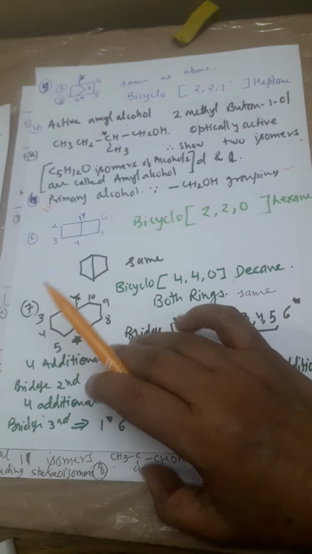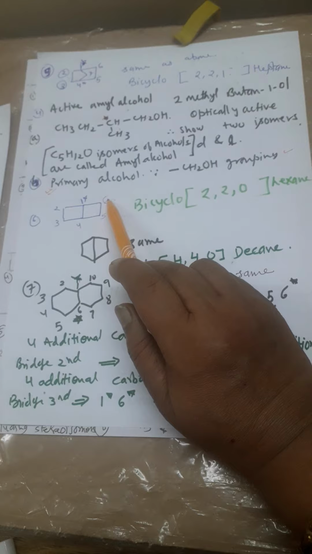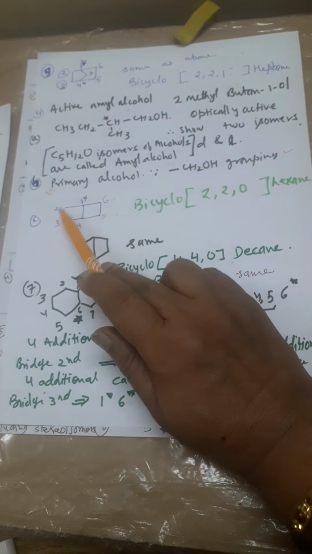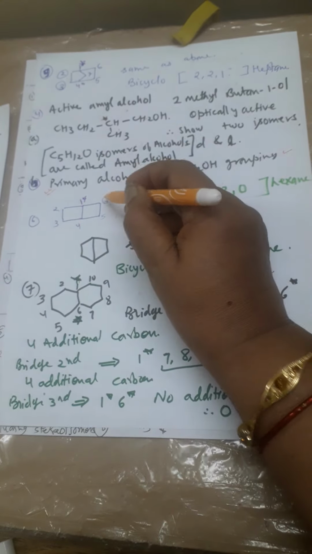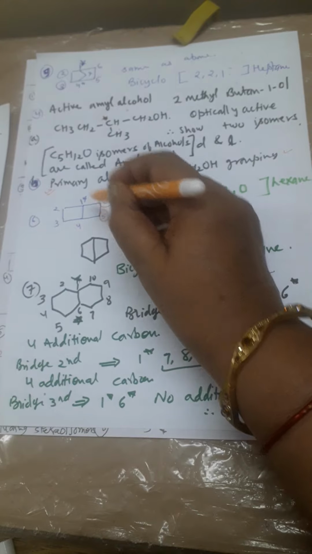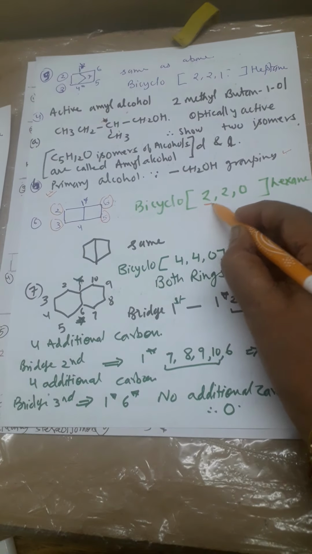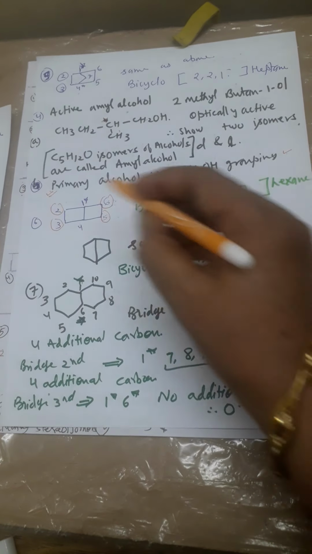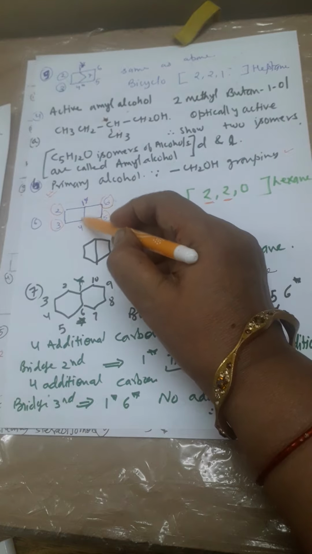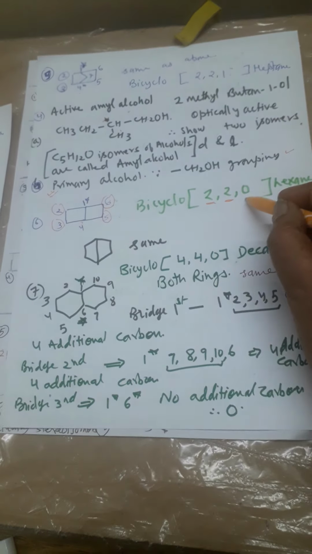Okay, now we will discuss the other one. See here I made this 1, 2, 3, 4, 5, 6. Now see here, this is a bridge diagram. On both sides there are equal numbers of carbon. Here 2 carbon, 1 and 2. Here also 2 carbon. I am giving you the quick idea. So this 2 is from the first bridge, this 2 is from the second bridge, and this is the smallest bridge. Between 1 and 4, there is no carbon, so it will be 0.